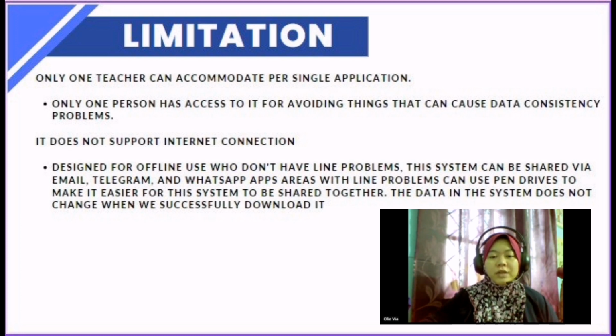One of the constraints of this grading system is that only one person can access it. This is to avoid things that can cause data consistency problems. Second, it does not support internet connection. This is due to the fact that the system was designed for offline use only by teachers who are in areas that have line problems or who live in remote areas or villages.